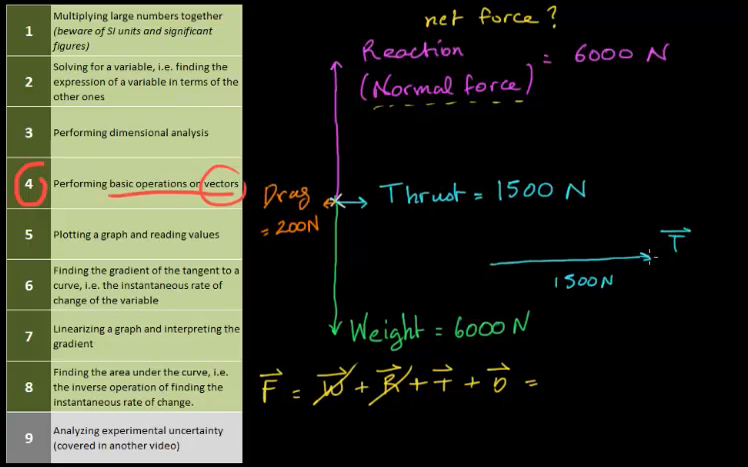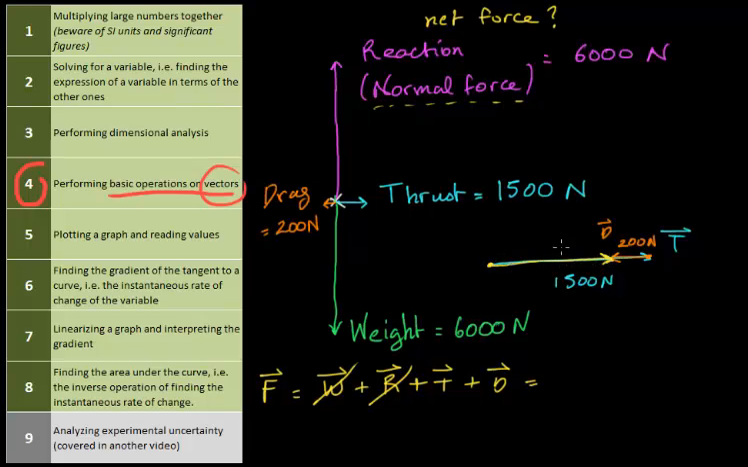I start at the end of the t vector, and from there, I draw my d vector that goes backward here. So here I have d of magnitude 200 newtons. And the resulting sum of t and d is you go from the beginning of t all the way until the end of the sum. Okay, so you go until the end of the d vector here.